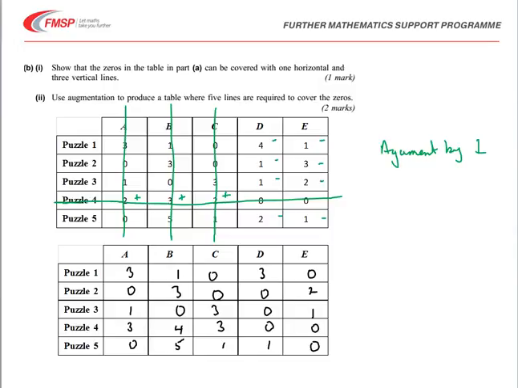We can now see that every single column has at least one 0, and every single row has at least one 0. So therefore 5 lines are now needed. Right, so there were 3 marks available there: a B1 mark for getting these lines in the correct way, and then M1 and A1 for doing the augmentation correctly.